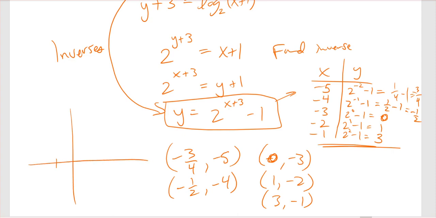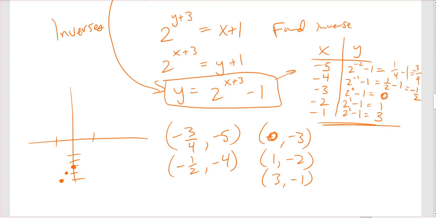So -3/4 goes with -5. 1, 2, 3, 4, 5. So that's like there. 0 goes with -3. -1/2 goes with -4, so that's about there. Okay. 1 goes with -2. 3 goes with -1. And so on. We can connect the dots. How beautiful. Okay, cool. So there's one way to draw these graphs, by thinking of the inverses.